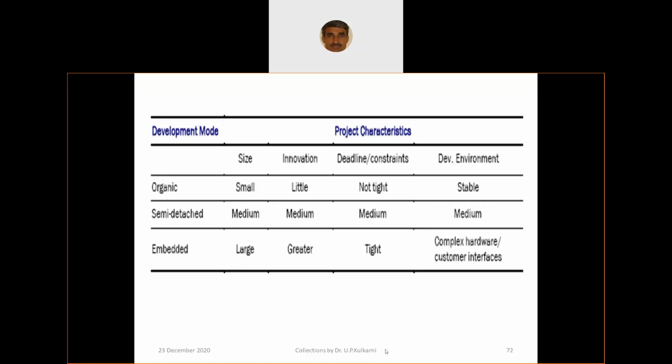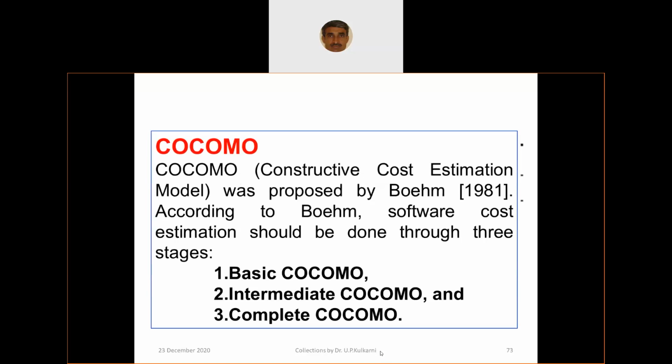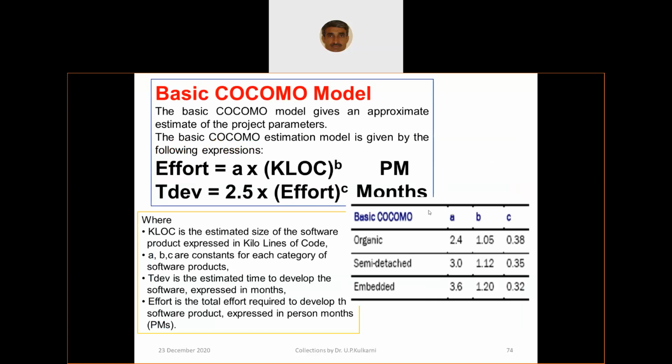So in the COCOMO model, the first thing is that we need to look into the project type based on the project characteristics. Then we get into the COCOMO model. There are three: one is basic, the other is intermediate, and the third is complete COCOMO model. You can refer to the internet; you will get a lot of material.